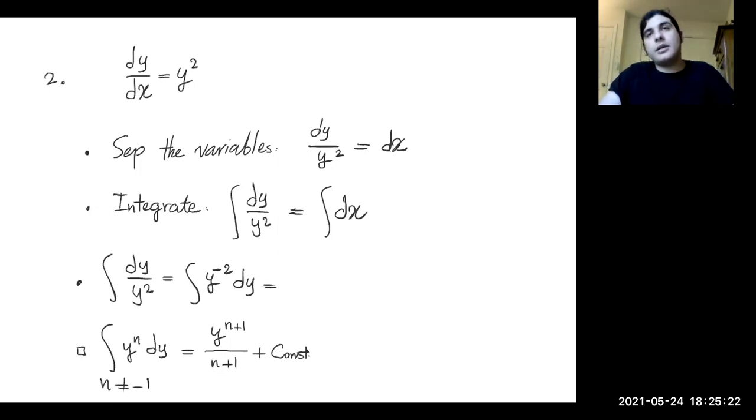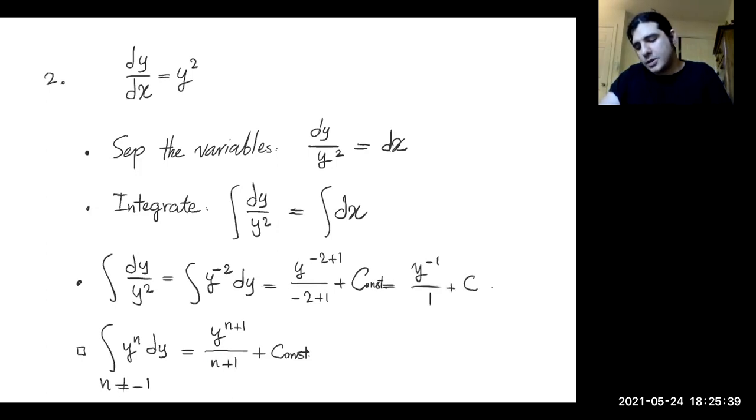Okay, so here, if we go back, the result of the integral would be y to the power -2 plus 1 over -2 plus 1 plus a constant, which is equal to y to the power -1 over -1 plus c, which is -1 over y plus a constant c. What is the integral of dx? Well, that's just x plus a constant.